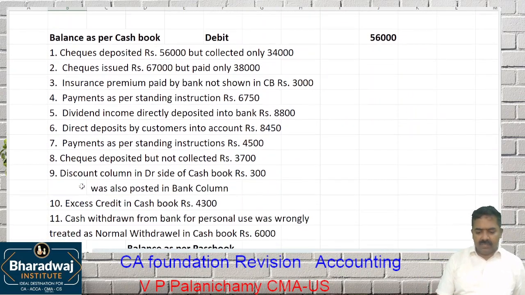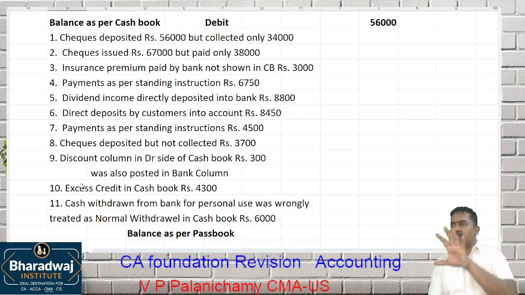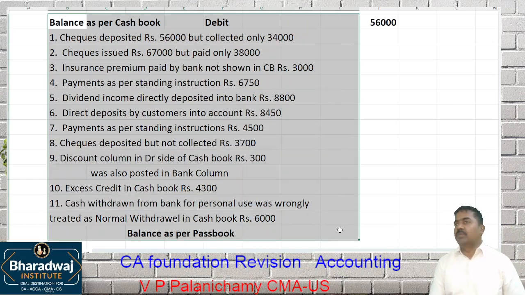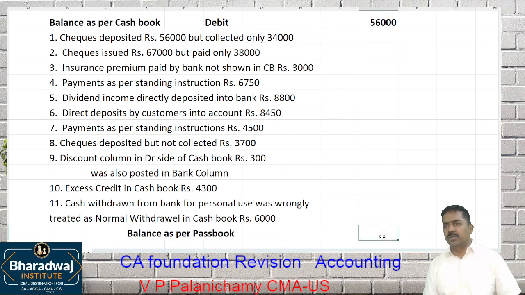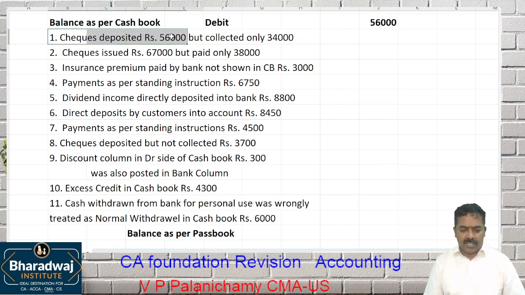Now this question, we are not going to solve as question and solution. This question will have two columns. The first column is a lengthy column with the problem, and the second is a small amount column for the solution. Listen to it. Check deposited 56,000 but collected only 34,000.